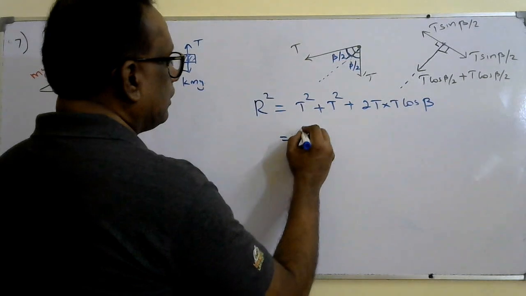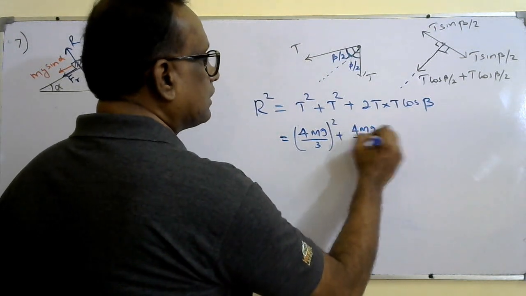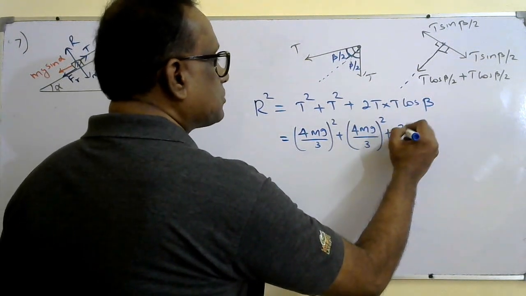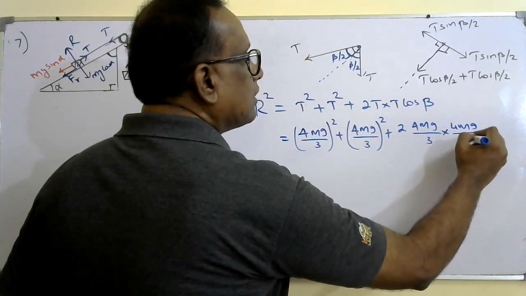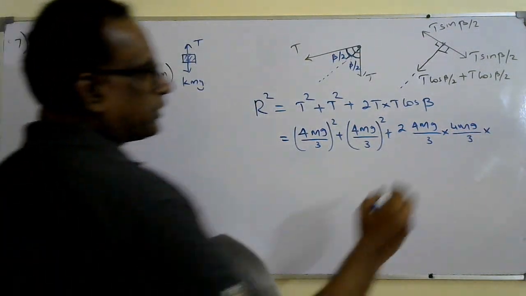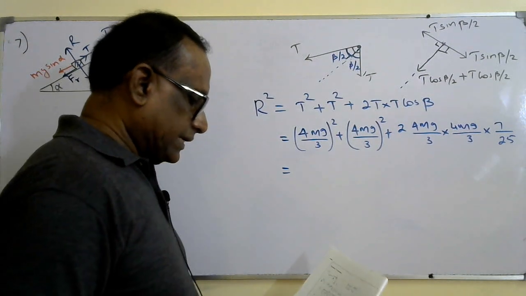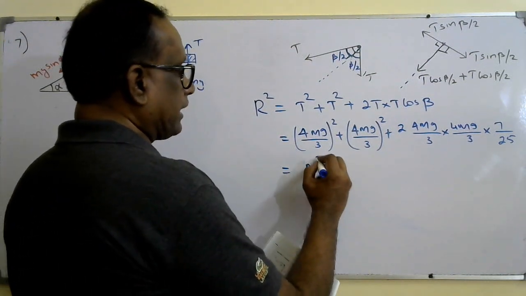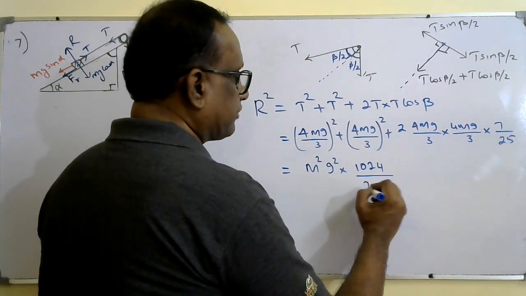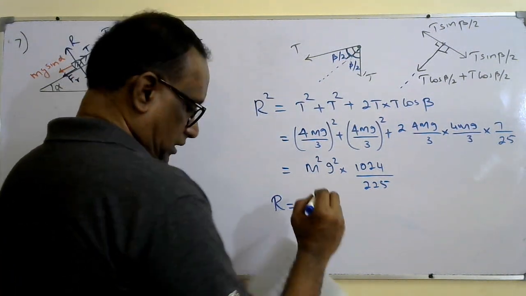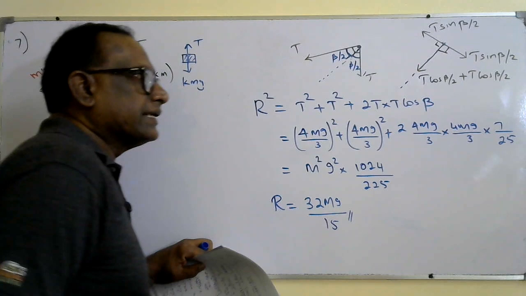That is (4mg over 3) squared plus (4mg over 3) squared plus 2 times 4mg over 3 into 4mg over 3 into cos beta, 7 over 25. So you'll end up with m squared g squared into 1024 over 225. So R will be equal to 32 mg over 15. Same answer you get.